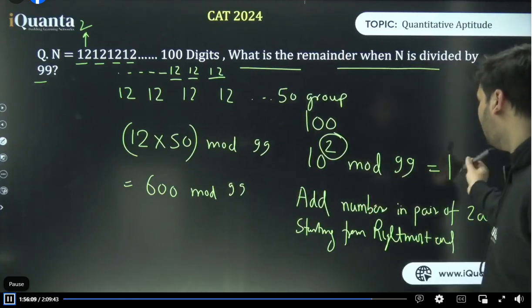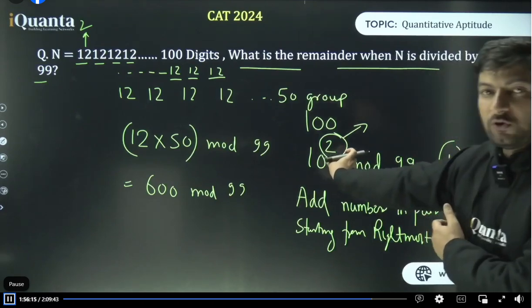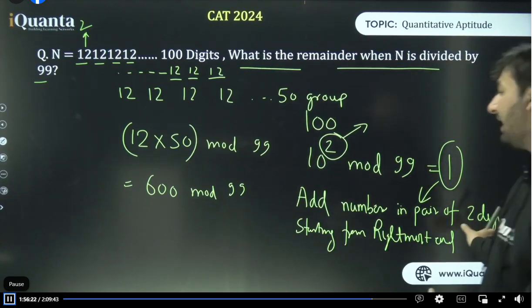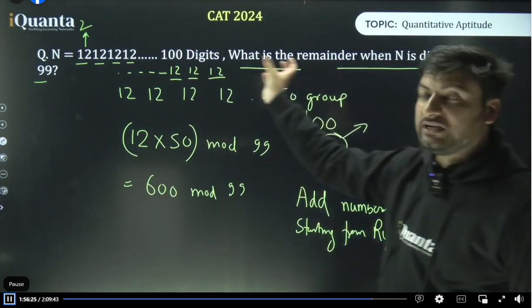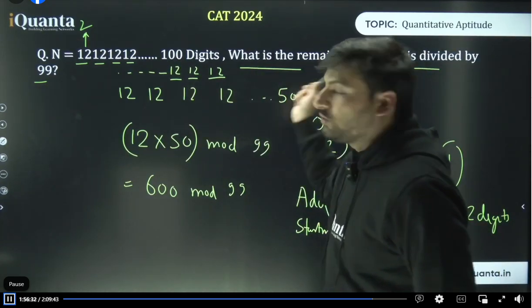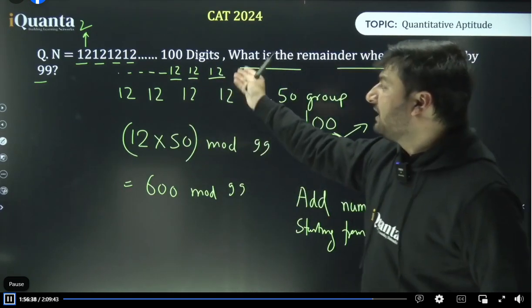Whenever I have remainder 1, I will always only add, but what? Numbers in groups of 2 digits, because power of 10 is 2 over here. Right? Because 10 square mod 99 gives me 1. Because remainder is 1, I'll add numbers in groups of 2 digits starting from the rightmost end, keep coming towards the leftmost end until all digits are consumed. This number will end in 1 2 1 2 1 2 like that only. So my rightmost group of 2 digits is 1 2, next group of 2 digits is 1 2, next is 1 2 1 2 1 2.